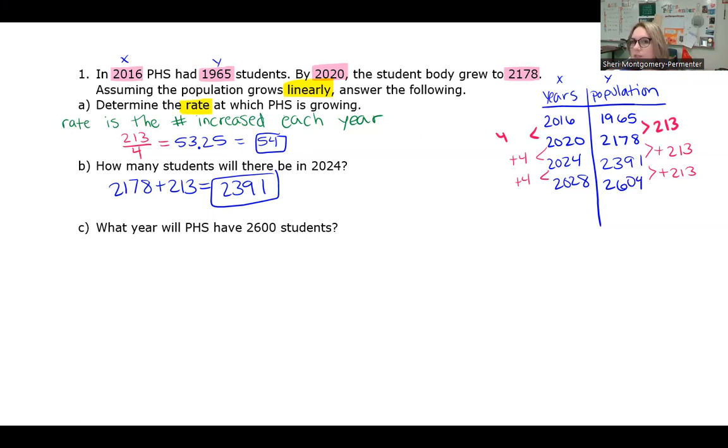So yes, in 2028, I will have at least 2,600 students. Remember, if I'm changing by 54 students each year, the year before that, 2027, would I have 2,600 students yet? No. So this was actually nice. That's the first year that I will have at least 2,600 students.